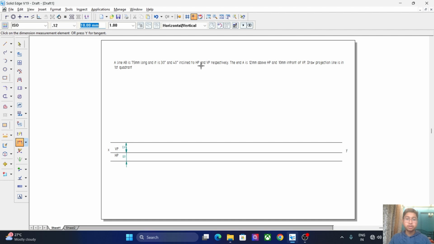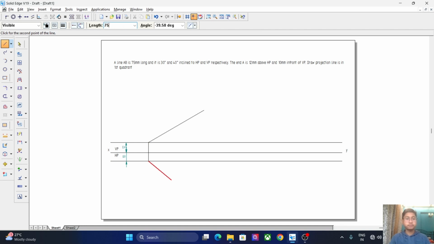So it is above HP, it is inclined 30°. So we will take thin lines. Now we'll put the length as 75 mm and angle as 30°. Same for the below HP, we will put the length as 75 mm but the angle will be minus 40 degree.